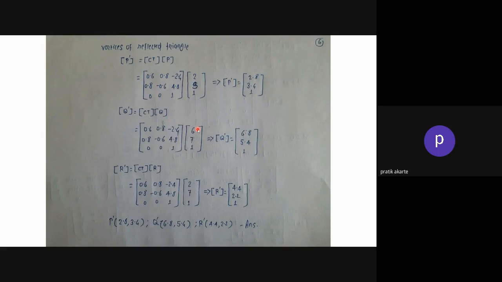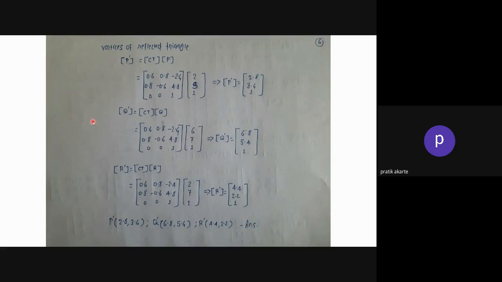Similarly, for Q, if we multiply it by the composite transformation matrix, and for R, if we multiply it by the composite transformation matrix, we will get the new coordinates for the vertices Q and R respectively. So the new coordinates will be P dash 2.8, 3.4, Q dash 6.8, 5.4, and R dash 4.4 and 2.2. So this is your answer number 2, the vertices of the reflected triangle.